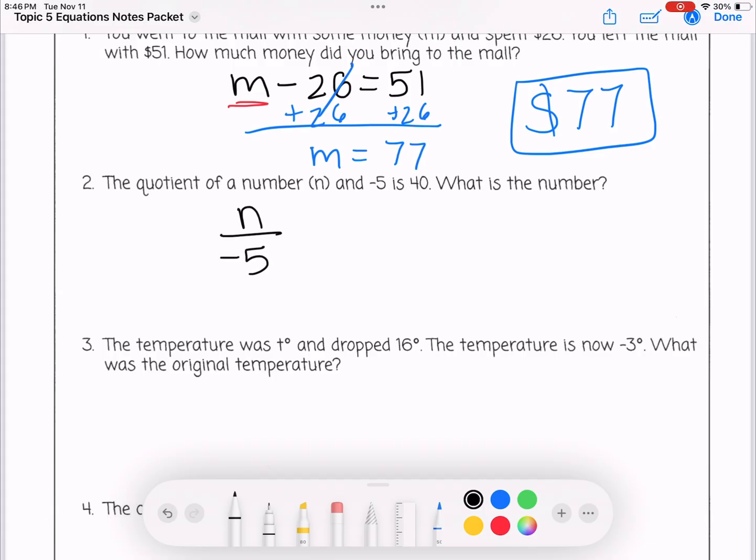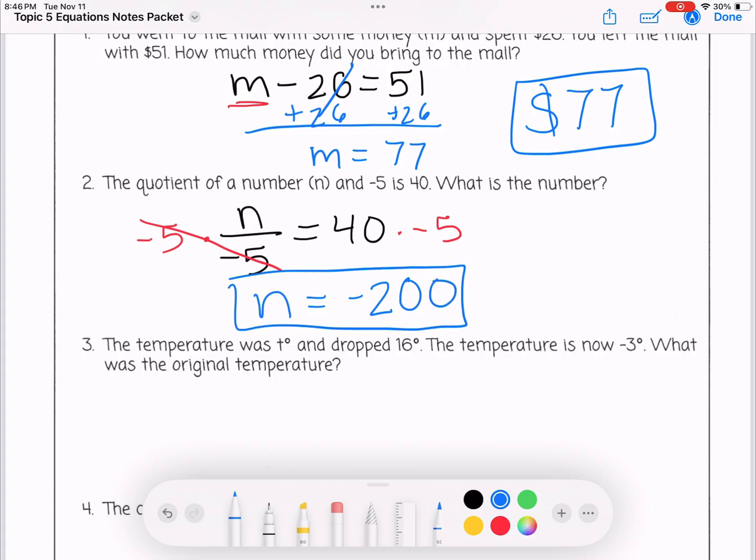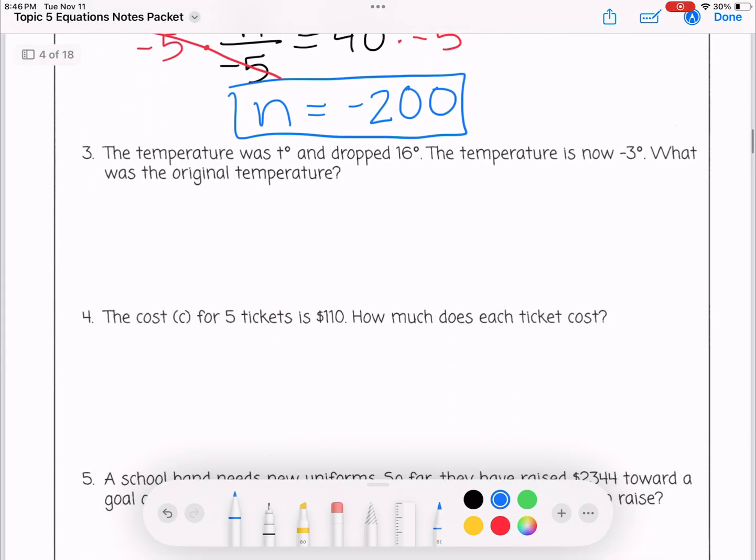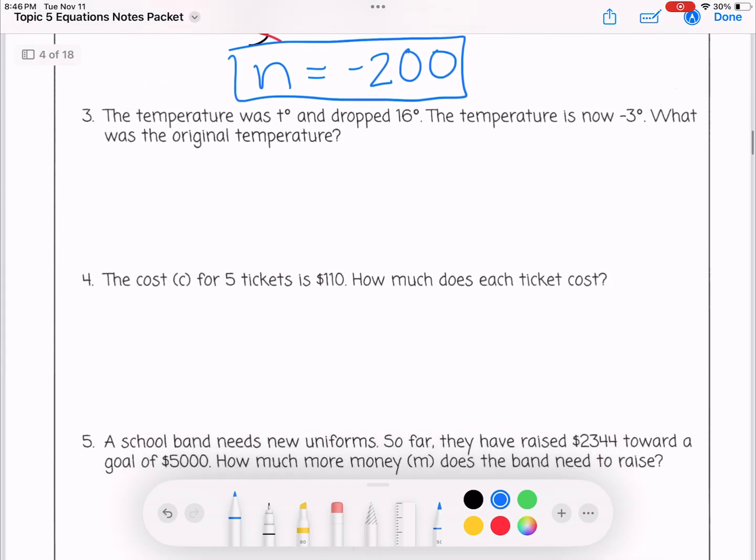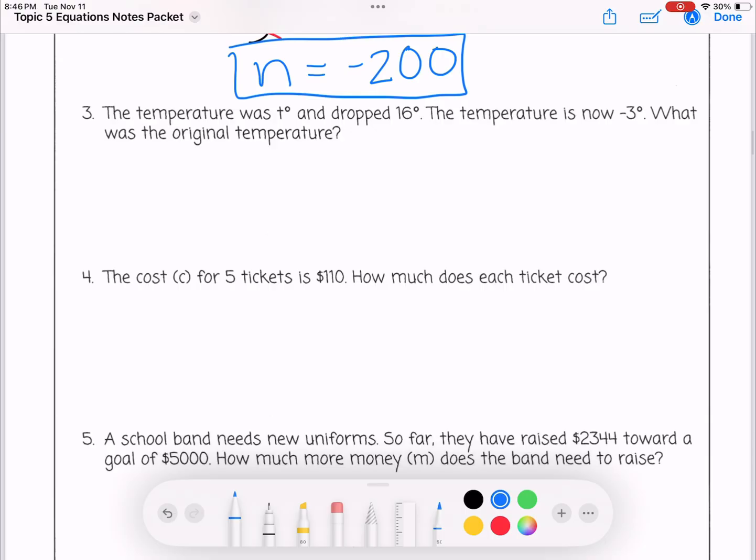Okay, next one. The quotient of a number n and negative 5 is 40. What is the number? Quotient means division. So I'm going to do n divided by negative 5 equals 40. I want the n by itself. So to get it by itself, I need to multiply both sides by negative 5. When I do that, those cancel, and I'm left with n equals negative 200. And that was my number.